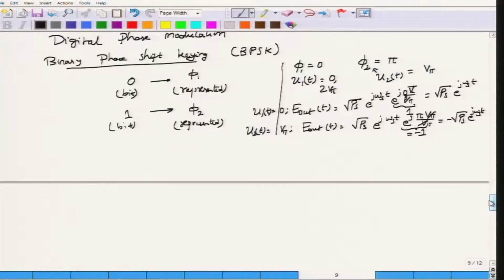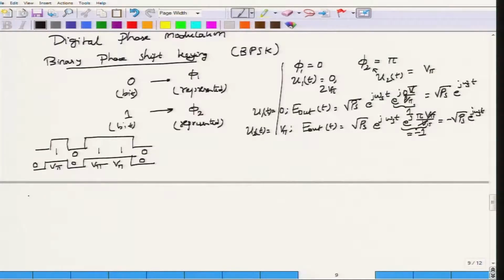If you were to draw some waveforms to indicate how it would look, let us assume that I am transmitting this particular sequence: 1, 0, 1, 1 and 0. Correspondingly, u1 of t will be 0 for the 0 bits, and for 1 you need to have v pi. So, the corresponding values would be 0 voltage, v pi voltage, 0 voltage, then v pi 2 times, and this one would be again 0 at the last. How would the waveforms look?